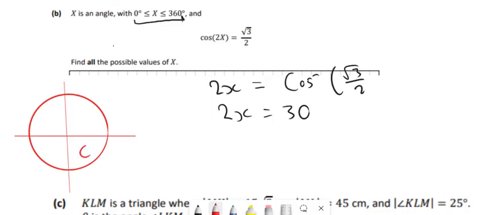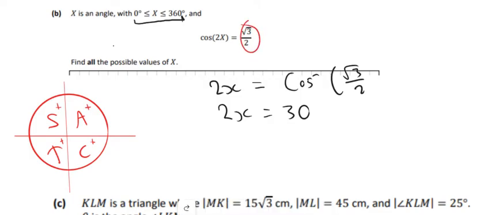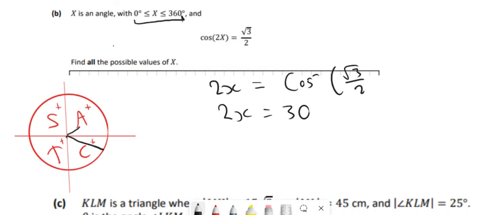Right, we have to understand this CAST thing. So cos is positive in that quadrant there, tan is positive in that, sin is negative in that. They're all positive in the first quadrant up there, and then they're negative in the places that they're not positive, obviously. So in this case cos was a positive thing, it was positive root 3 over 2. Therefore cos is going to be positive in this quadrant down here, and the first quadrant because they're all positive in that one. So it's going to make those two angles there.